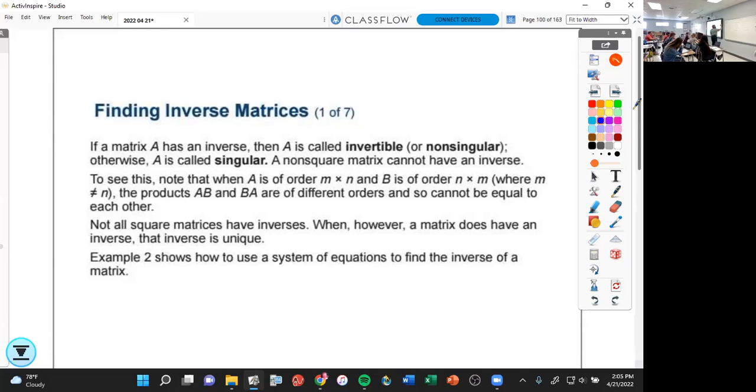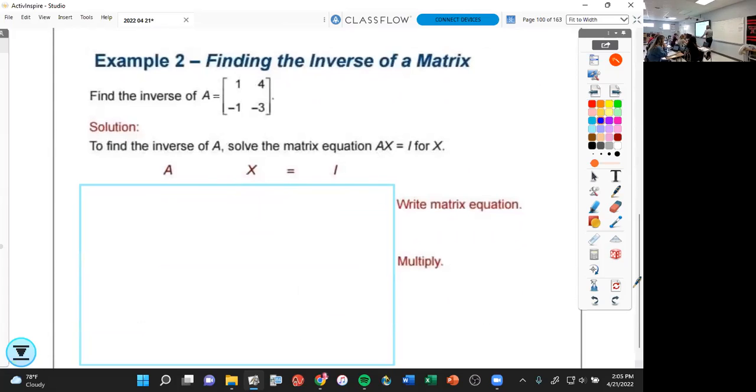Okay, moving on. Find the inverse. If you are following along on the notes that are posted, this problem has a bunch of x sub 1 1s, x sub 1 2s, x sub 2 1, and x sub 2 2. I'm not going to work it that way. I'm going to work it differently. Here's the problem. I've got matrix A, which is 1 4, negative 1, negative 3. I want to find the inverse such that when I multiply A times X, I get the identity.